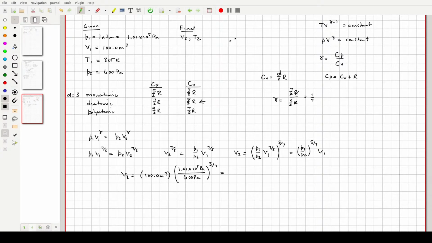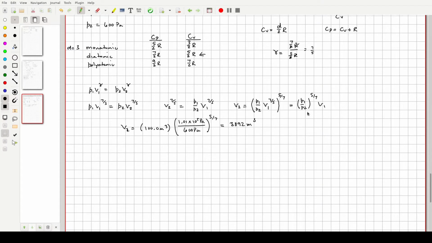Now, if I put this in my calculator, I have 100 times 1.01 times 10 to the 5th divided by 600. And then I'm going to raise that to the 5/7 power. And I get 3,891. If you round, about 3,892 cubic meters. So it's going to expand tremendously. And it expands tremendously because of the fact that it's expanding into such a low pressure environment.